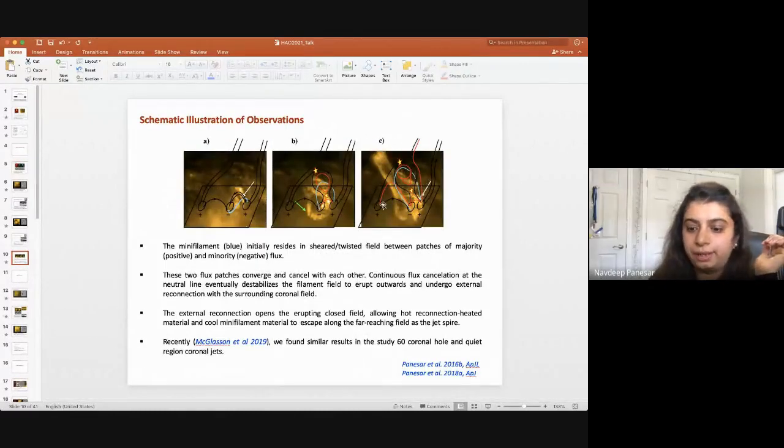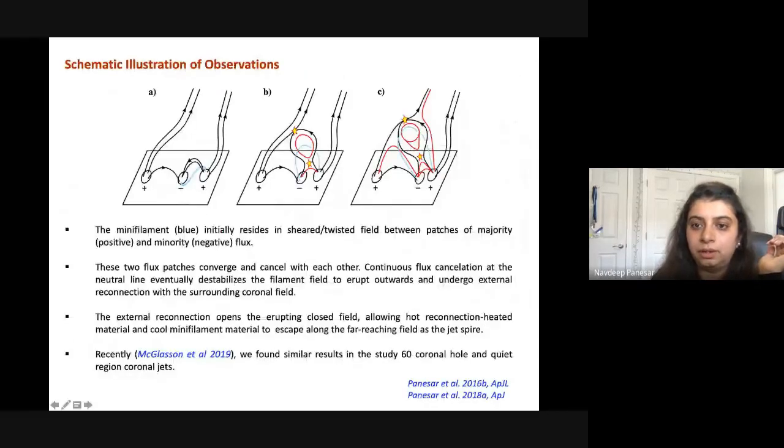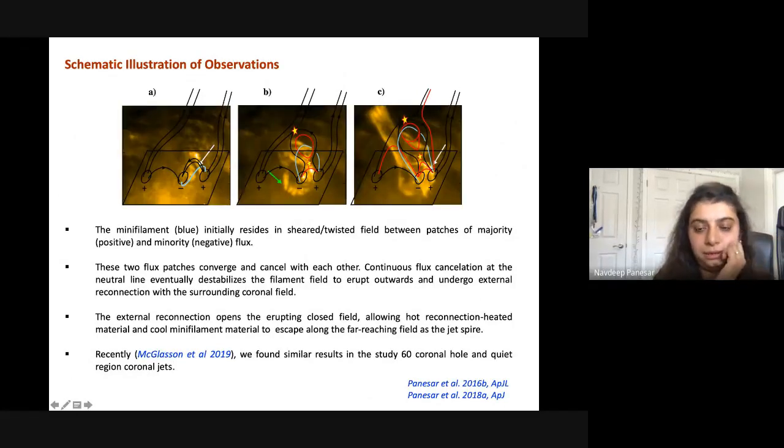You see, we are adding, look, this is where we are adding new connection after this reconnection, and you see brightening at the base of this loop. Those are the brightenings due to external reconnection at the base of this loop. So that's why we say that in our observations, there are two types of reconnection.